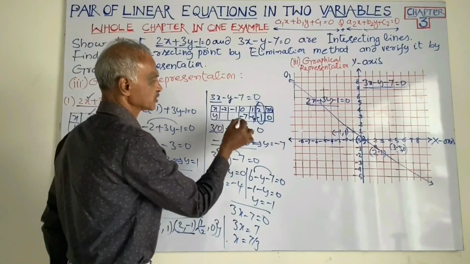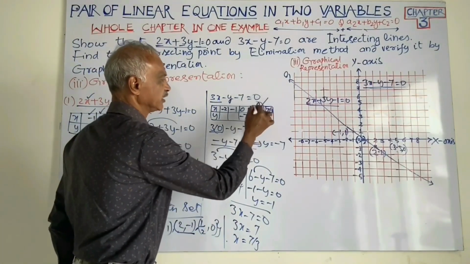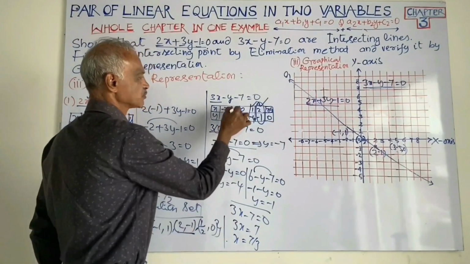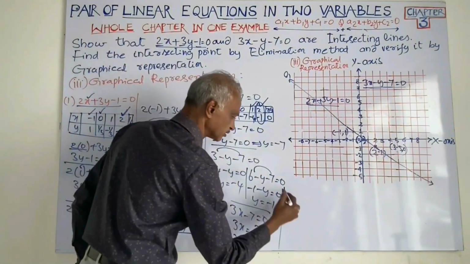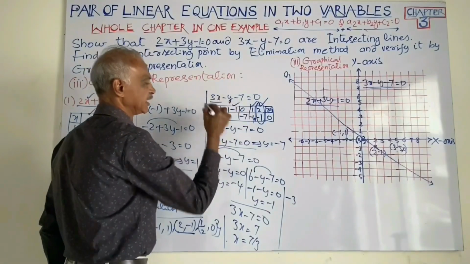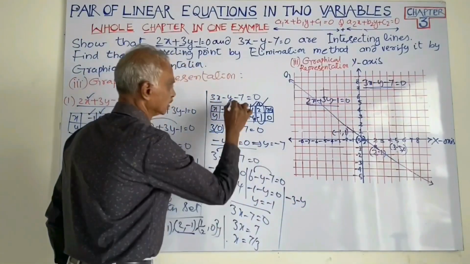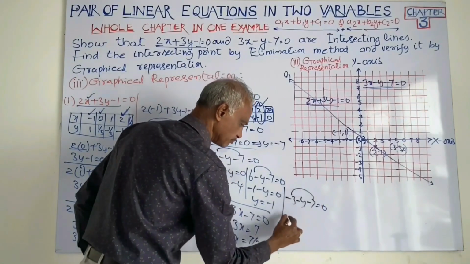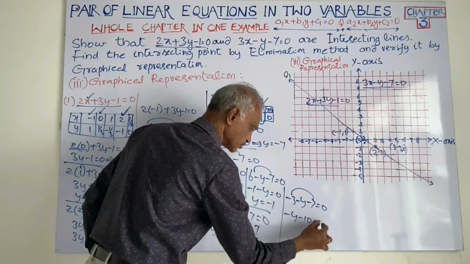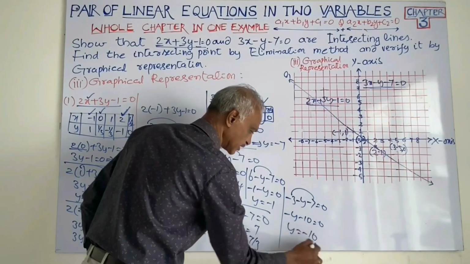You can take this also. You substitute minus 1: 3 into minus 1 is minus 3, so minus 3 minus y minus 7 is equal to 0. Minus 3 minus 7 means minus y minus 10 is equal to 0, so y is equal to minus 10.